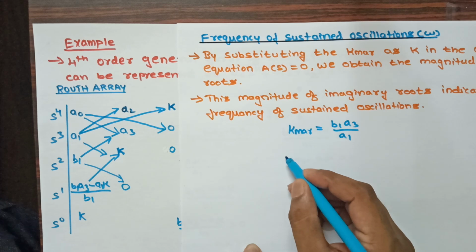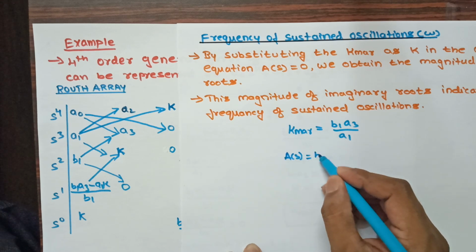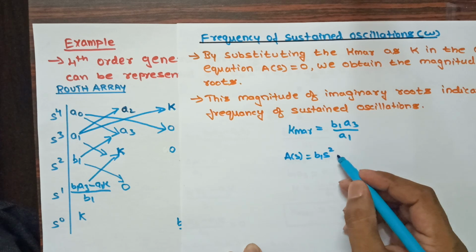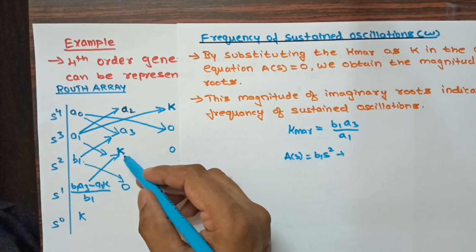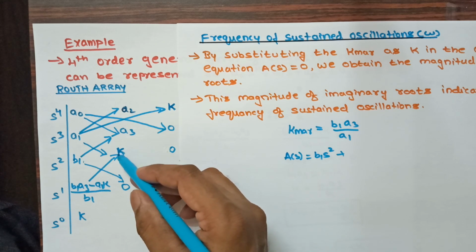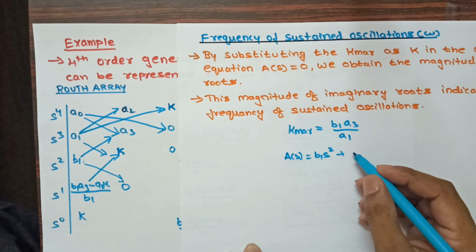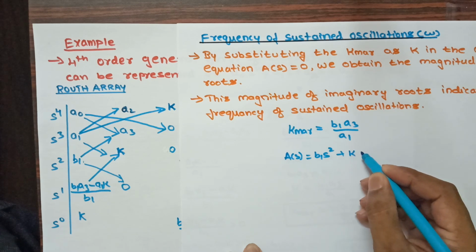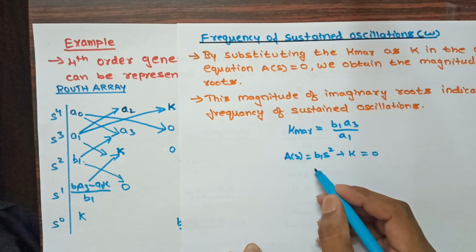So in this auxiliary equation, A(s) is equivalent to b1 into s to the power 2, plus the alternate of s to the power 2, which is s to the power 0, and along with that s to the power 0 the coefficient I am having is k. So s to the power 0 is 1, 1 into k is k. That means here I got the auxiliary equation b1 s to the power 2 plus k is equal to 0.